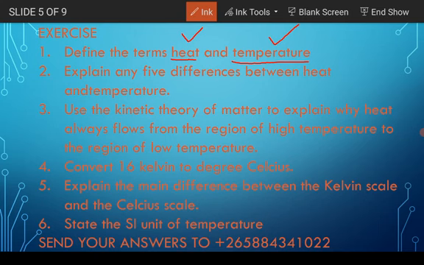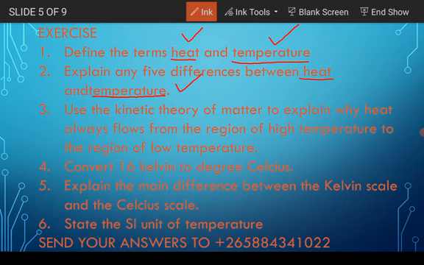All right. So define heat and the temperature in your own wording. It may not be a direct copying from the definitions that we have looked at before. All right. Number 2, explain any 5 differences between heat and the temperature. You can go an extra mile by looking up from the internet and other sources more differences apart from the ones that we have looked at. There are more differences between heat and the temperature.